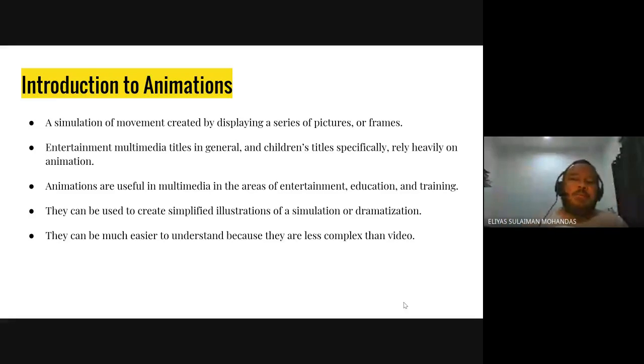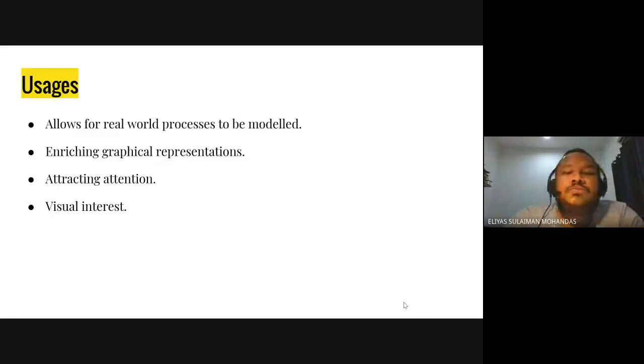So coming back to animation, they can be used to create simplified illustrations of a simulation or dramatization. They can be much easier to understand because they are less complex than video. All right. So it allows real world processes to be modeled, enriching graphical representations, attracting attention and visual interest.